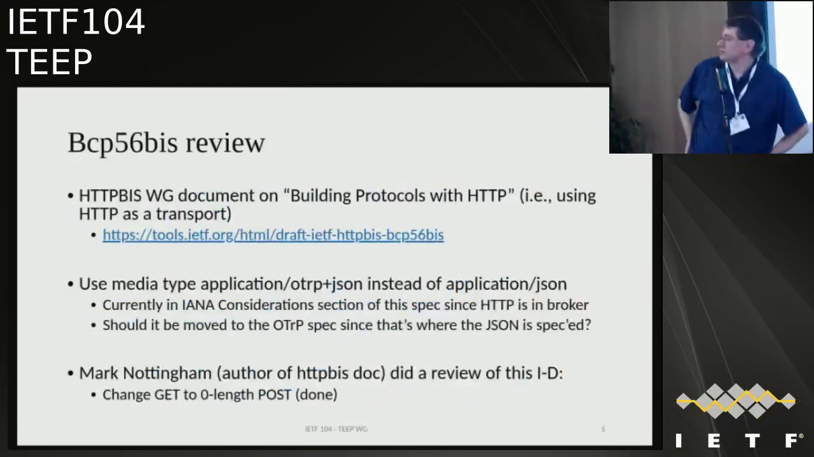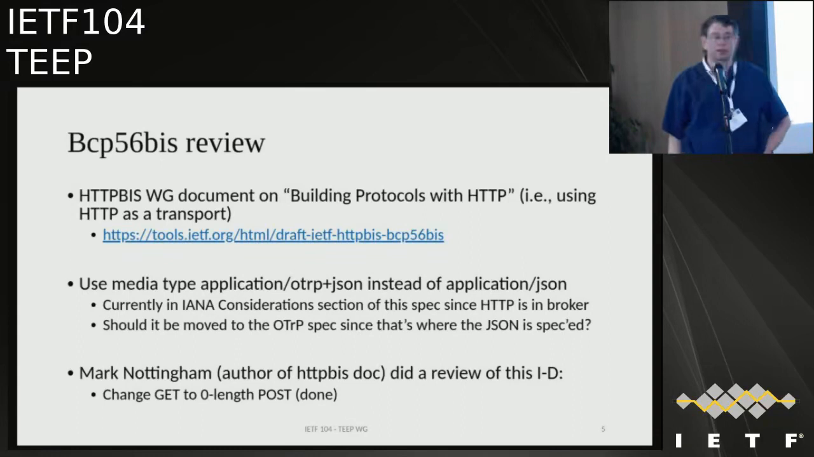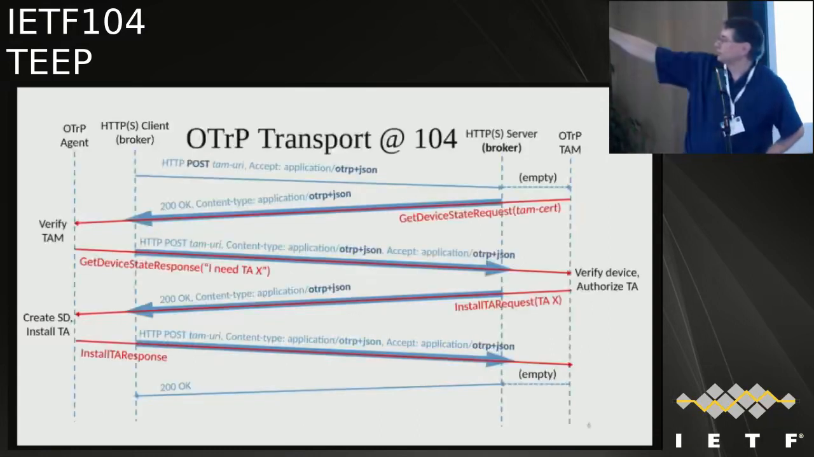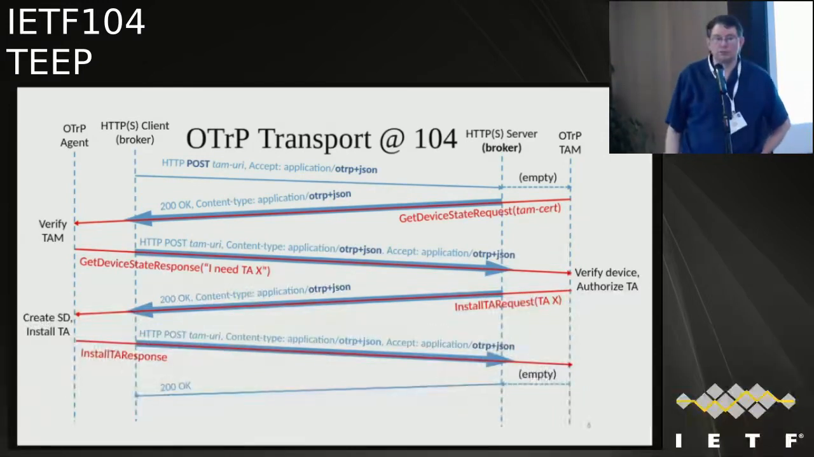Here's the same slide now updated. You can see at the top it says post instead of get, and instead of JSON it says OTRP plus JSON. That's the slide. Now the other thing that you'll see is in the top right. HTTPS server (broker), whatever it is, the vertical line here is what this spec does, and the vertical line to the far right is what the OTRP spec does.